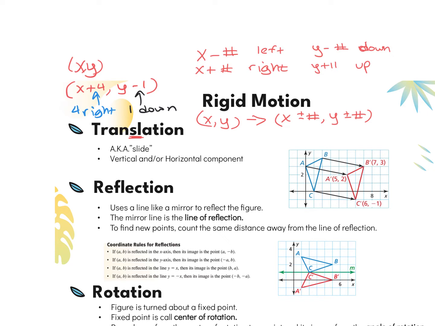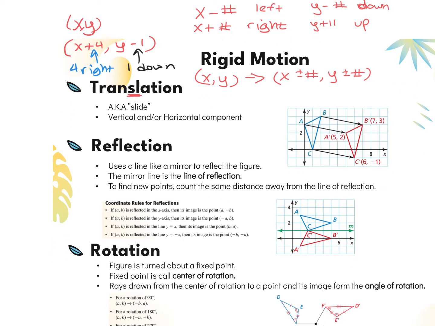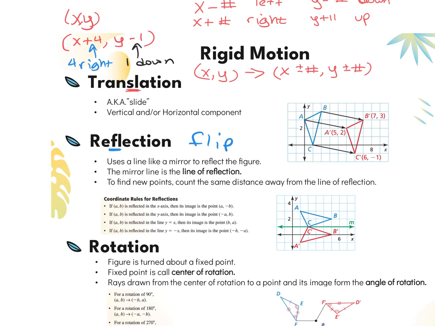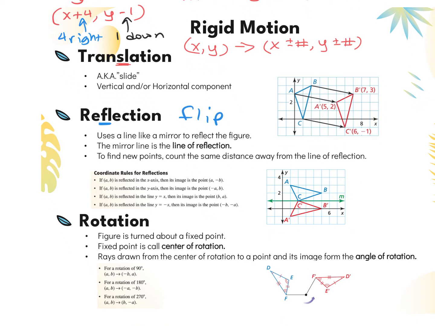The next one is a reflection. Notice in the word reflection, I have the two letters FL. So this is like a flip. And they're going to tell you which line to reflect it across. A lot of times they'll tell you to reflect it across the x-axis or across the y-axis. Or sometimes it will just be an equation of the line, like y equals x or y equals negative x. And if that's the case, there are some rules that you can memorize.